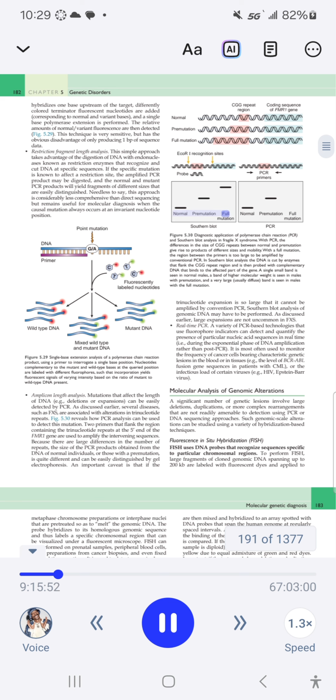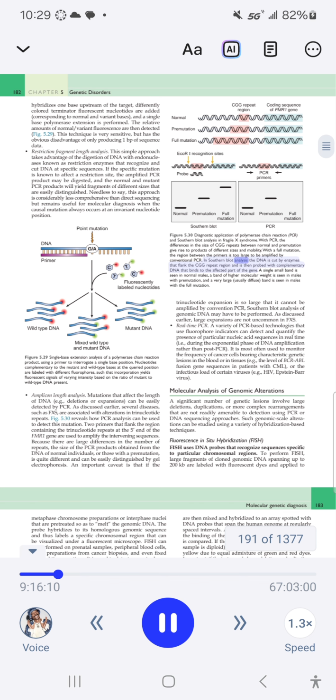Normal, premutation, full mutation. Southern blot, CGG repeat region, PCR. Figure 5.30, diagnostic application of polymerase chain reaction (PCR) and Southern blot analysis in Fragile X syndrome with PCR. The differences in the size of CGG repeats between normal and premutation give rise to products of different sizes and mobility. With a full mutation, the region between the primers is too large to be amplified by conventional PCR.